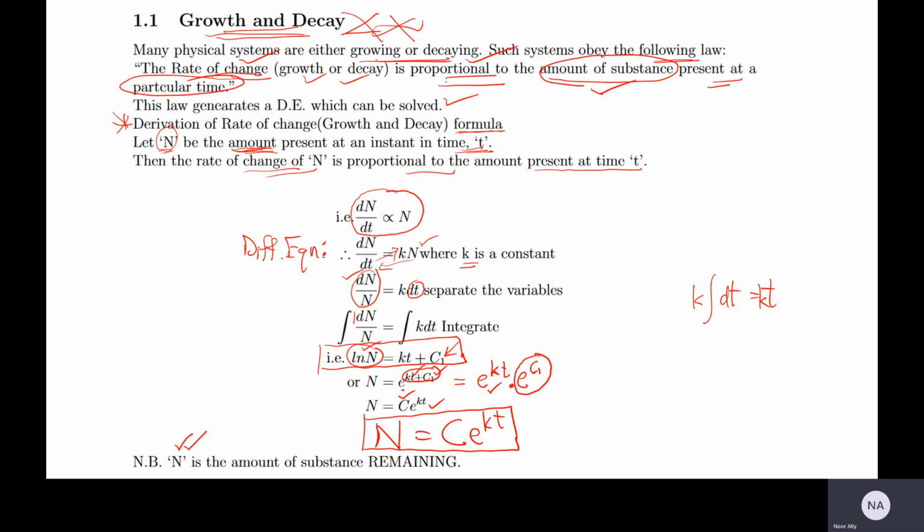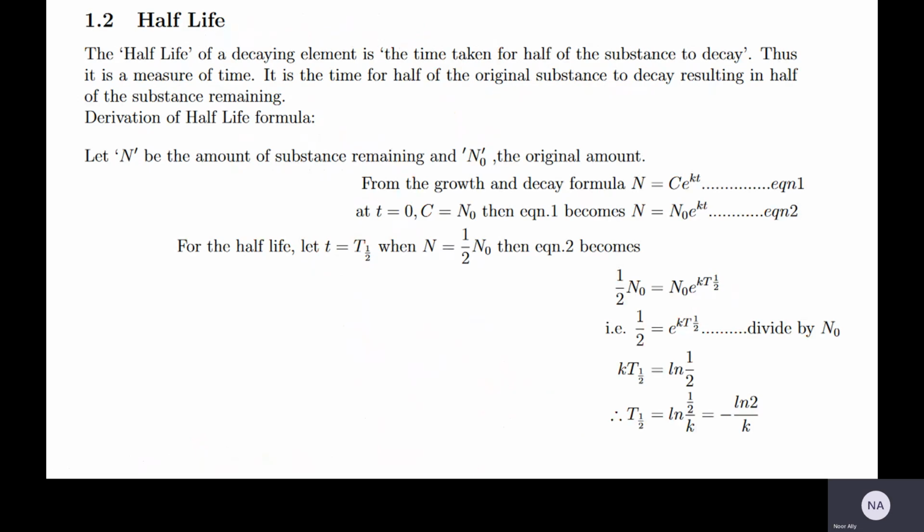Remember this, the N you see there is the amount of substance remaining, the quantity of substance at a particular time. So this is the derivation. You should know this derivation. And that is the formula that we have arrived at. Before we look at the example, we can discuss what we call half-life.